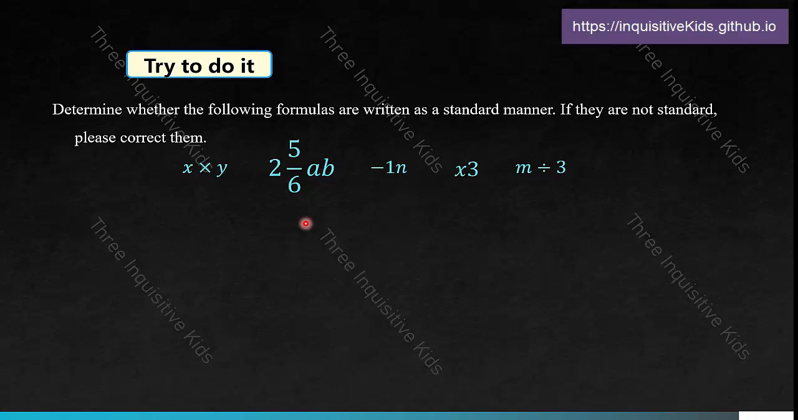And then negative 1 times n, nope, we do not need that. Sure, the multiplication sign is already omitted, but we can just multiply them, and we know that it's going to become n's opposite number, or n's additive inverse, so it's going to just be negative n. And then x3, well, we don't really do that. We usually put the number part first. We put the coefficient part first. Remember, that's a good word, coefficient. So we put the coefficient first, and that's going to become 3x.